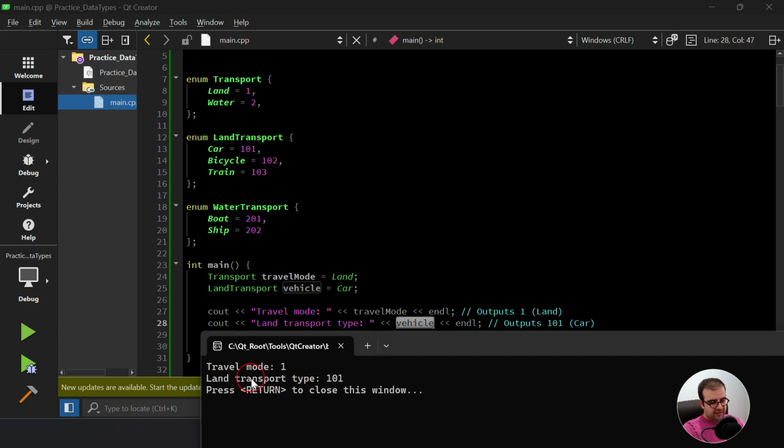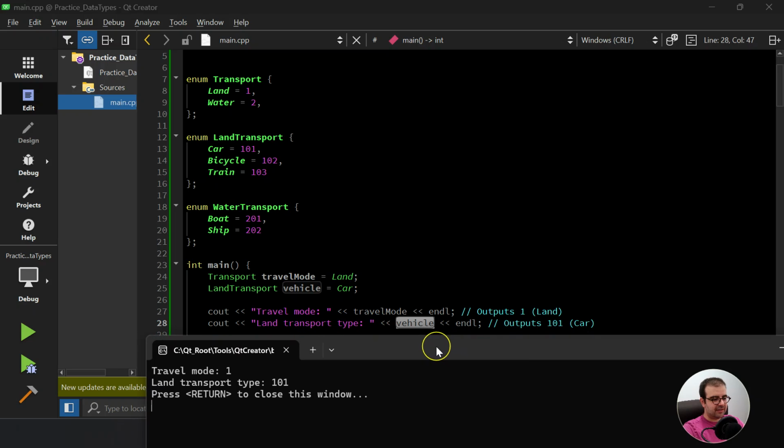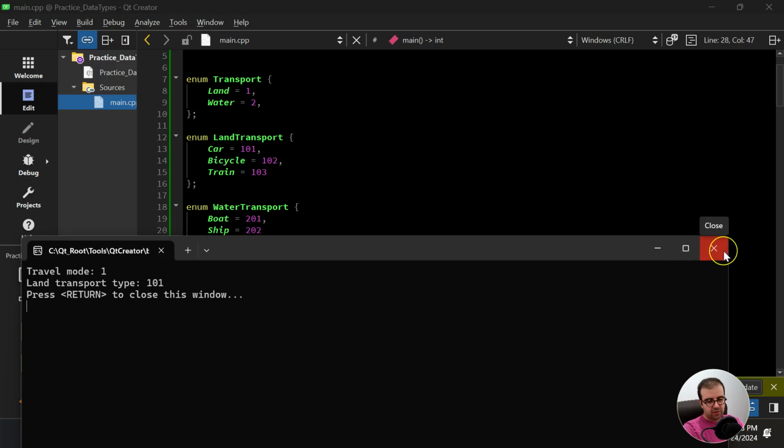Then we are having land transport type, which is 101. Car is assigned to vehicle, and the code for car was 101. So this is why we're seeing 101 here. Instead of writing down basically 101 or 1 in the code, we are writing down land and car, which are meaningful names. So it improves the readability of the code for us.